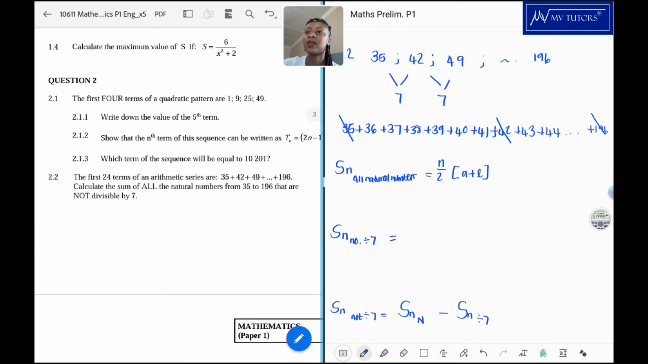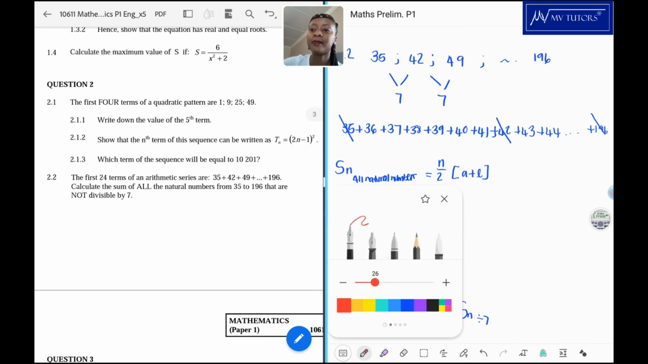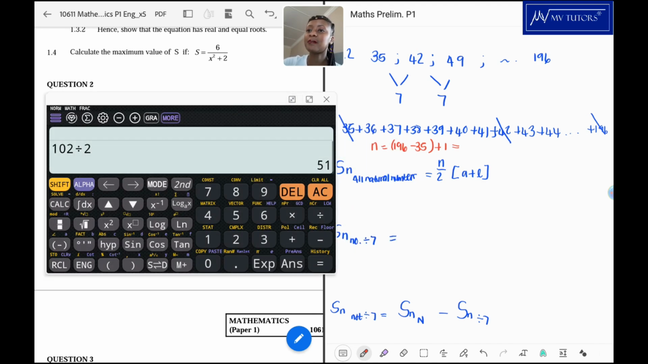What is n? So for all the natural numbers, when you want to calculate n, guys, this is important. I'm going to put it in red. When you calculate n, you're going to take your last number, subtract the first number, and then add 1. Take the last number, subtract the first number, and then add 1. So in this case, we get 196 minus 35 plus 1, and that is 162.